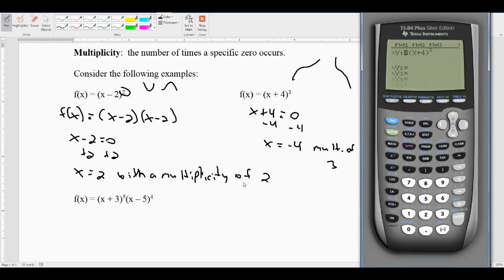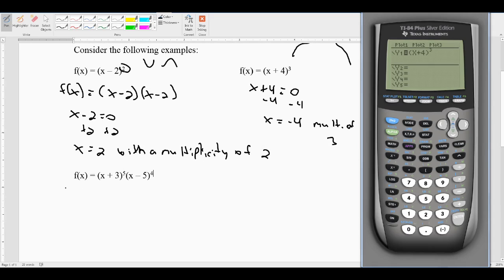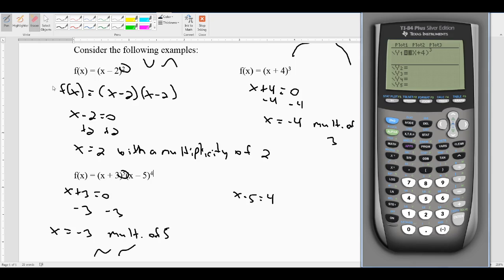So let's look at this last example. If you see this last example, I have two unique factors, so I'm going to set those equal to 0 and solve each of those. Now x equals negative 3, since it has the exponent of 5 (I don't know why I put a 4 there), that's a multiplicity of 5. And it probably looks something like that.